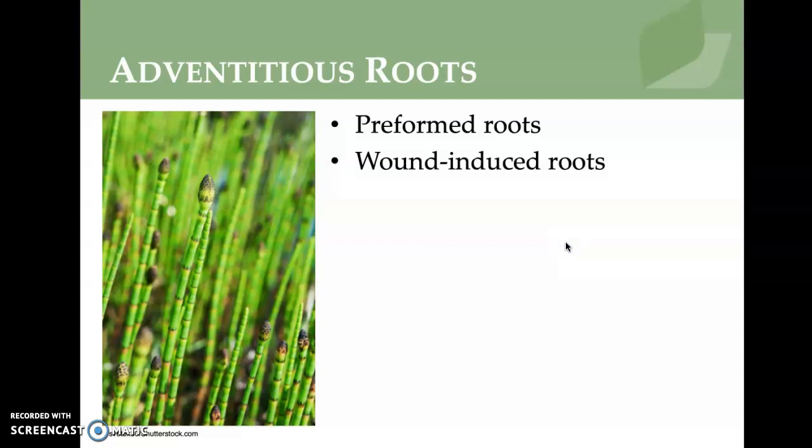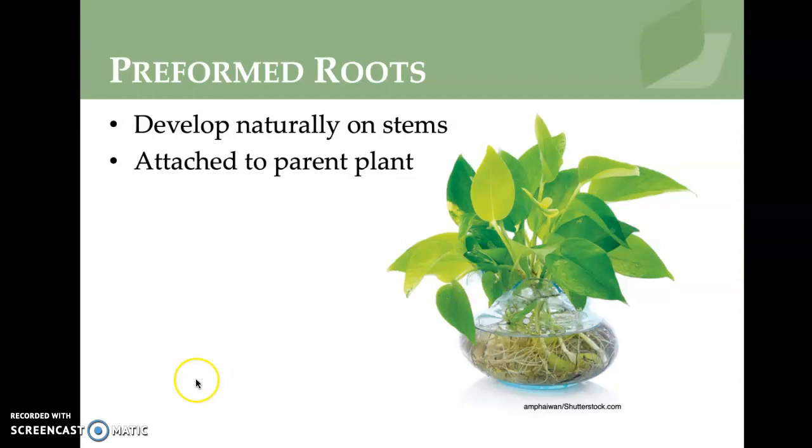So adventitious roots, these are preformed roots or wound-induced roots. And wound-induced, they'll develop after a cutting has been made. It's basically a direct response. So what the plant is doing is deciding, hey, I've been cut off the regular plant, I need to figure out how to survive, so it produces roots from that wound site. Preformed roots develop naturally on stems. They are attached to the parent plant.